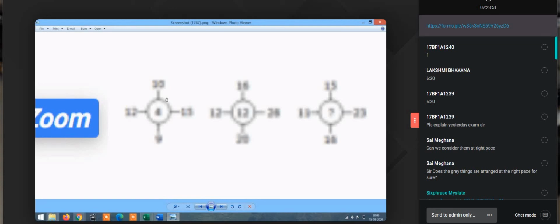The same thing, do it for the second one also. The second one, top is 16, bottom is 20. Left is 12 and right is 28. So how do we get this? We know it is always top minus bottom. So 16 minus 20. What is 16 minus 20? Minus 4. You have to keep it as minus 4.